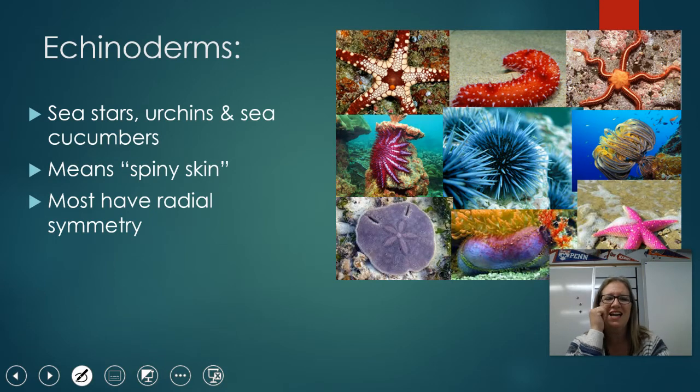All right, then we move into the echinoderms. These are sea stars, urchins, sea cucumbers, things like that. Again, still no skeleton, no backbone, okay? The word echinoderm means spiny skin. So this is not a sea anemone, that's a sea urchin. Those are the spiky ones, okay? They all kind of have that spiky skin in common. And most of them have radial symmetry still. So you can see like the starfish has multiple lines of symmetry there, okay?